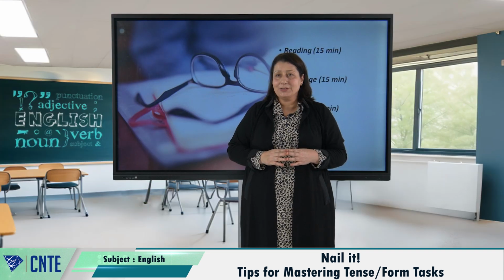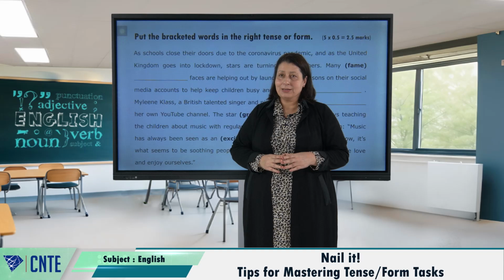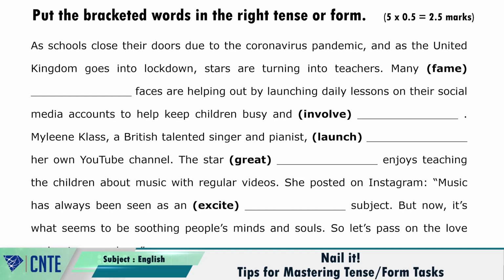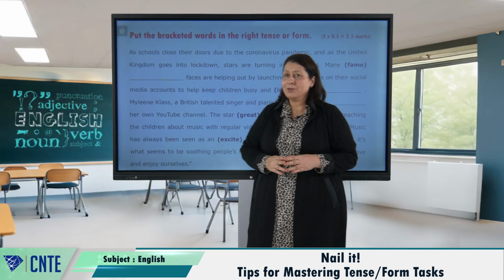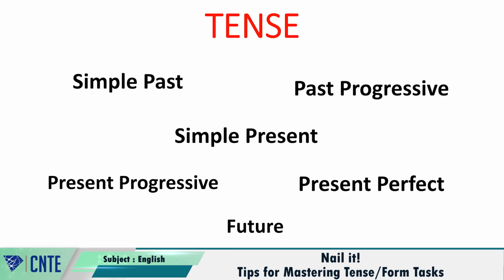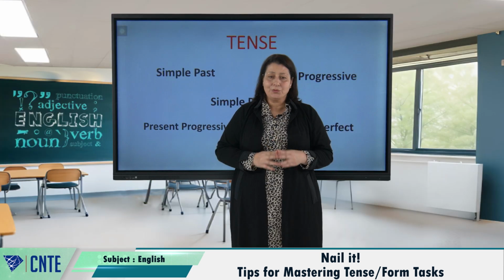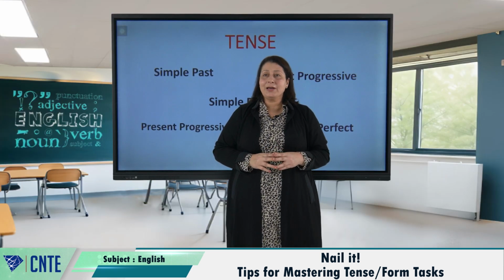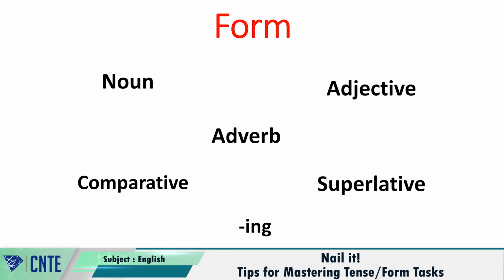Now, let's try to answer your friends' questions by doing the following tense or form tasks taken from the 2022 national exam. Here it is. Let's read the instruction. Put the bracketed words in the right tense or form. By tense, we mean, for instance, to put the verb in the simple past, past progressive, simple present, present progressive, present perfect, future, etc. And by form, we mean, for example, singular or plural, adjective, adverb, comparative, superlative, ing form, etc.